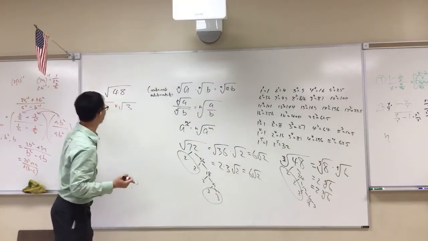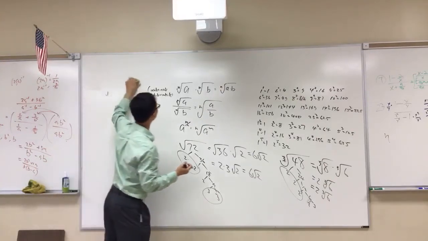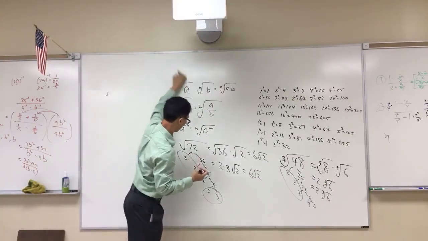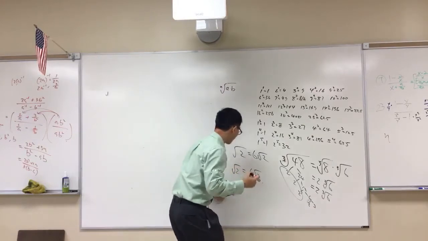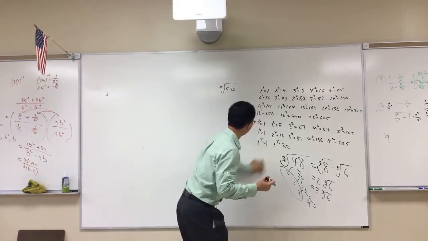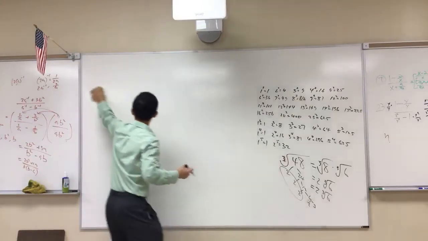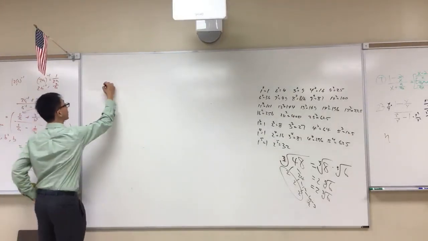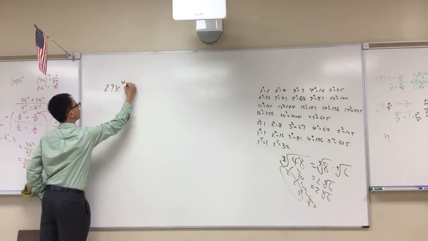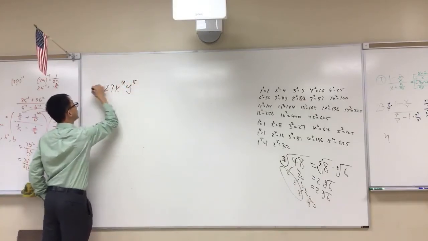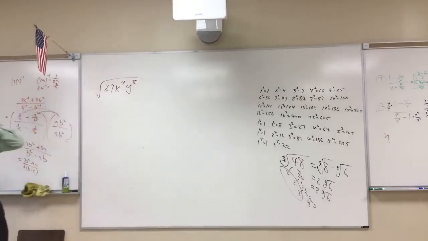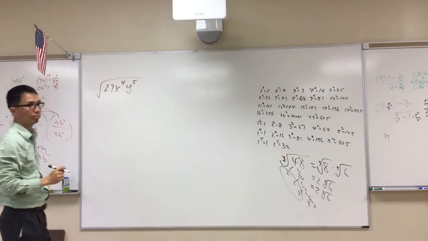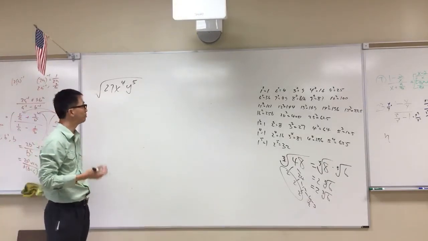So how do I simplify something that's a little bit more difficult? You just do it. So we're gonna give you 2 questions to try, but we're gonna mix in x's and y's now. So we're gonna go with the square root of 27x to the 4th, y to the 5th. I wanna simplify this. Is it square root or cube root? Square root.